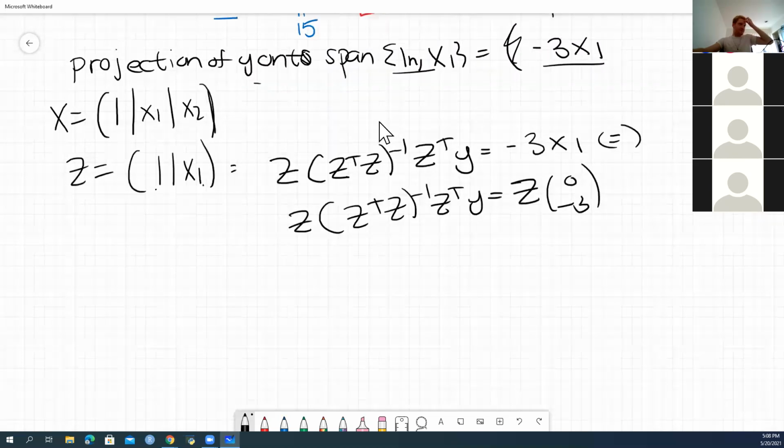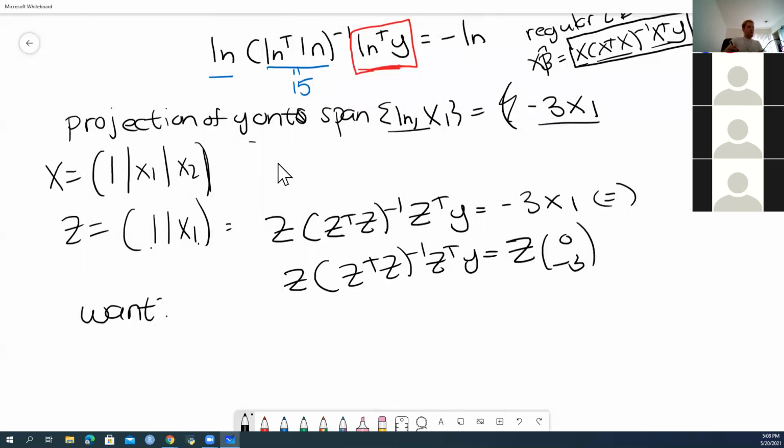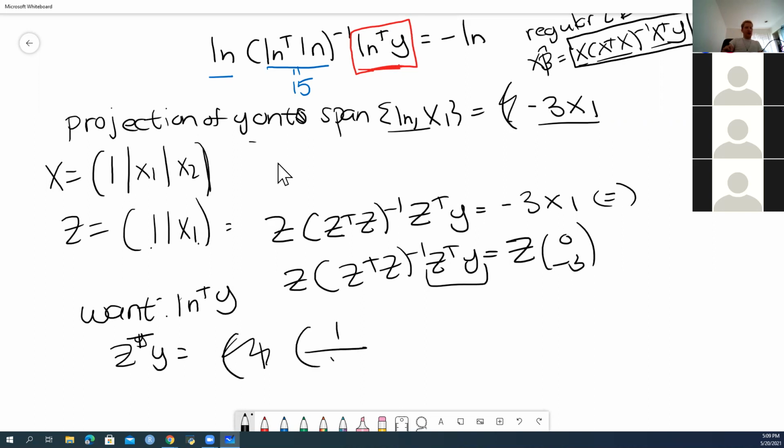Okay, so why did I just do all this? Remember, what do we want? Let's go back to what we want. We want 1n transpose y. Notice that z transpose y is going to be equal to 1, x1 times y, which will really be 1 transpose y over x1 transpose y. And look right here, this is exactly what we want, 1 transpose y. So if we can find what z transpose y is, we can answer what 1 transpose y is, and we can find this projection. So that's what we want to do.